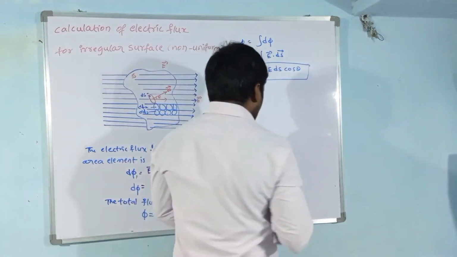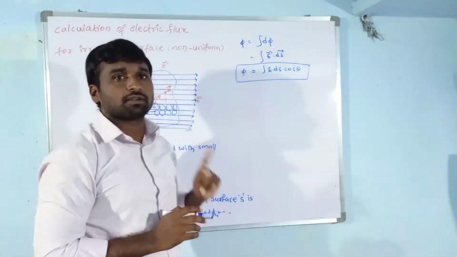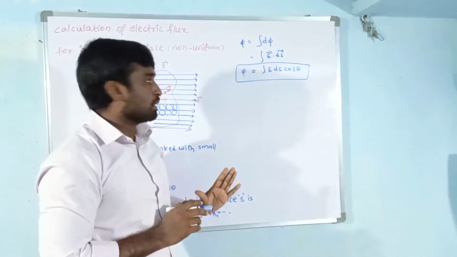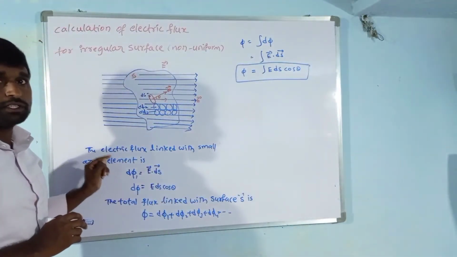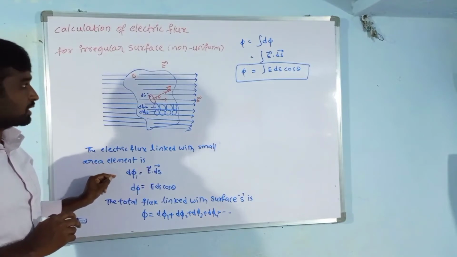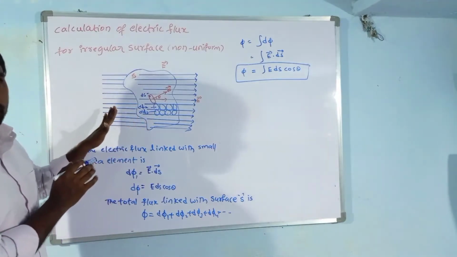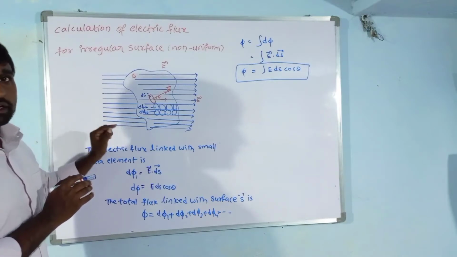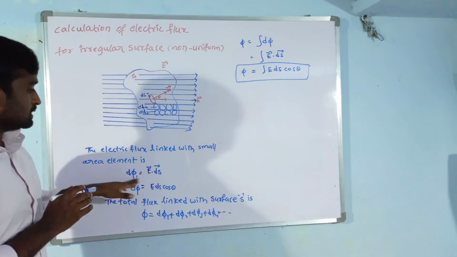This is the electric flux linked with the non-uniform surface of area S. This is the electric flux for only a small area element. This non-uniform surface contains a number of small area elements. The electric flux linked with the small area element is dΦ1.